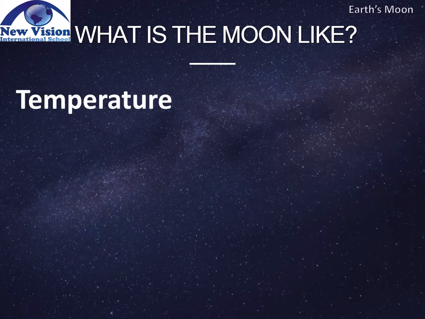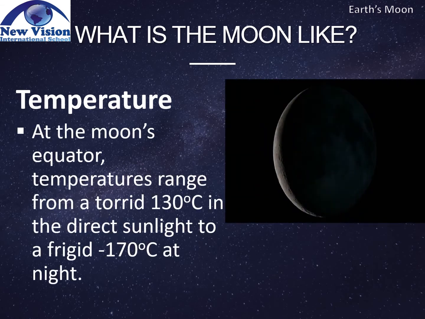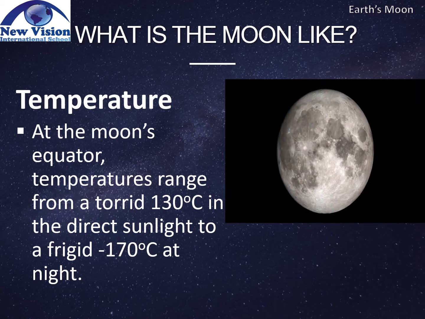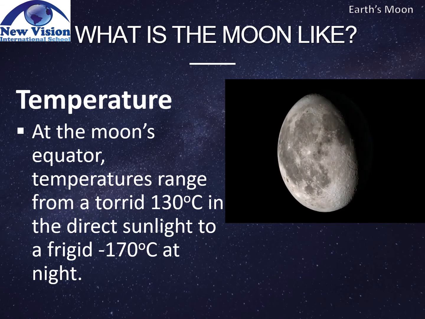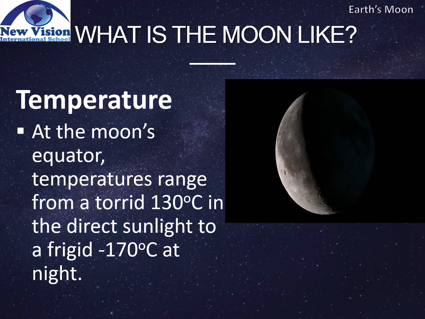Temperature. The moon has no atmosphere. With no atmosphere, the moon is not protected from extreme temperatures. At the moon's equator, temperatures ranged from a torrid 130 degrees Celsius in direct sunlight to a frigid negative 170 degrees Celsius at night.